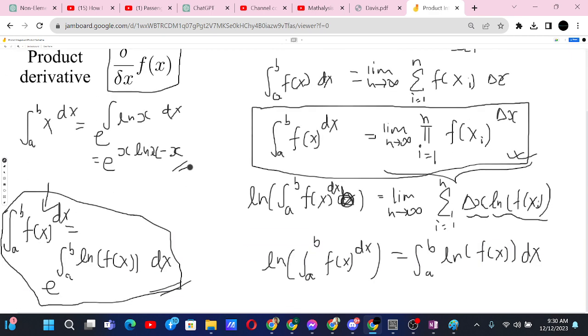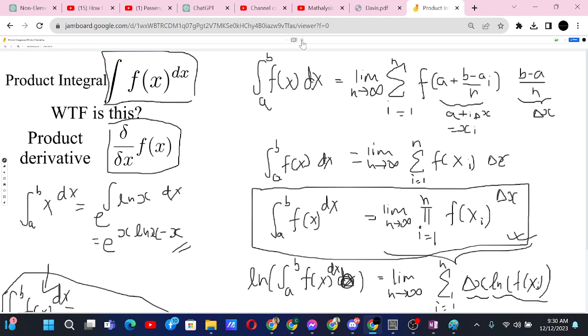Now we can also try some other product integrals for the sake of practice. Let's say we want to find the product integral of e to the power x, all to the power dx. That will just be e to the power of the integral of ln of e to the power x dx.